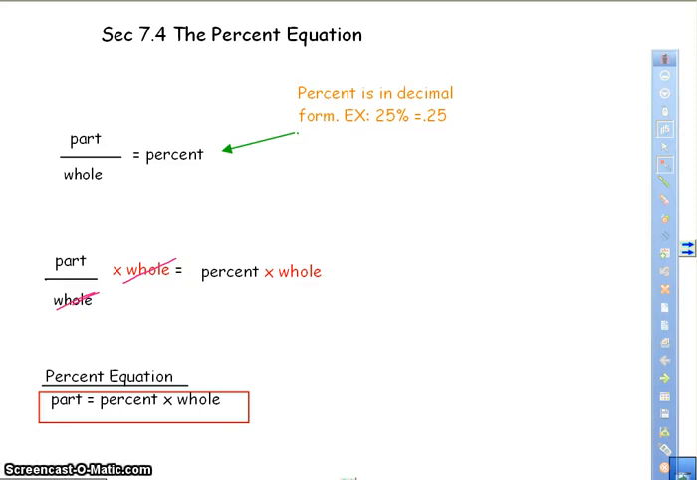Hello, thanks for watching section 7.4, the percent equation. I'm going to start out just by showing you where the percent equation came from.